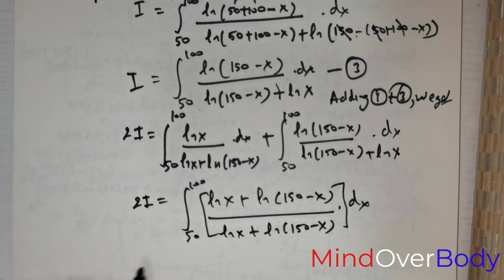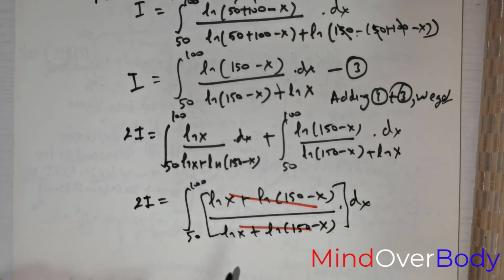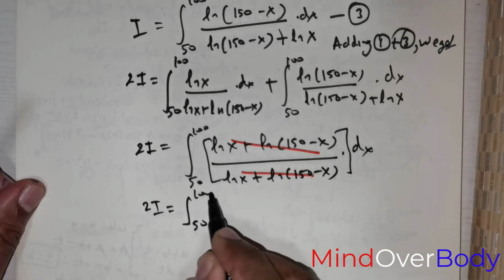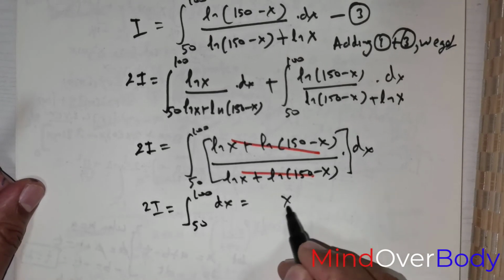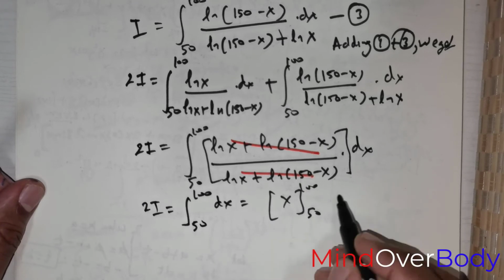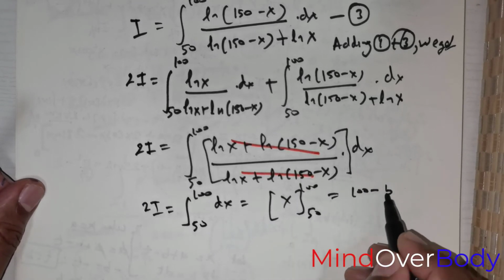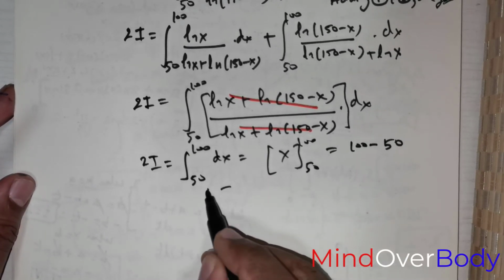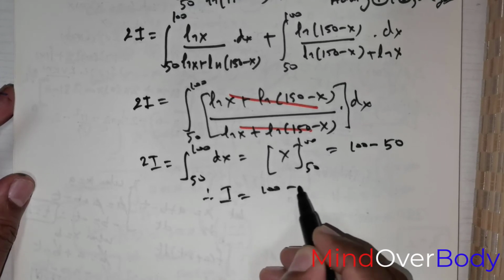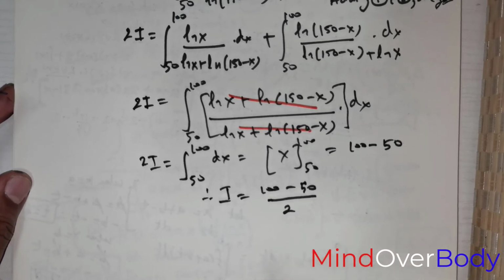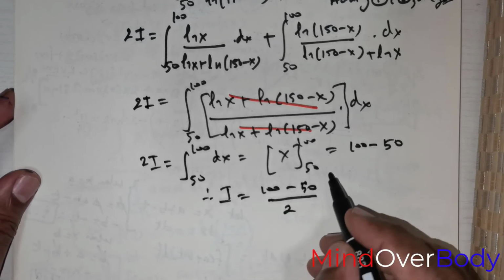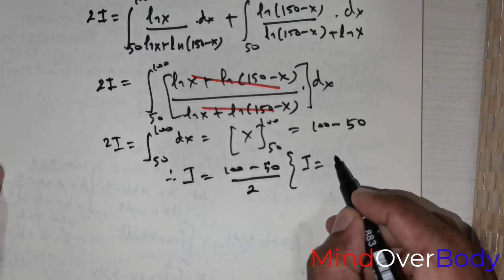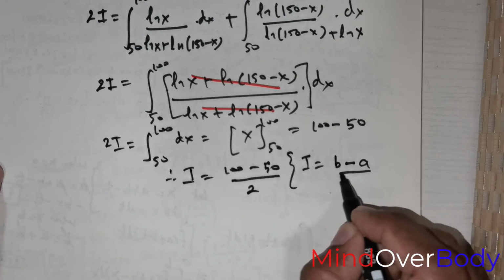So clearly you can see that the numerator and the denominator can be cancelled, giving us 2I equal to the integral from 50 to 100 of dx. If I integrate this, I get x, the limits are 50 to 100. Substitute the upper limit minus the lower limit. If I push the 2 down, you would get I equal to (100 − 50) divided by 2. So remember, this is the standard formula. I can also represent this formula as I equal to (b − a) divided by 2.